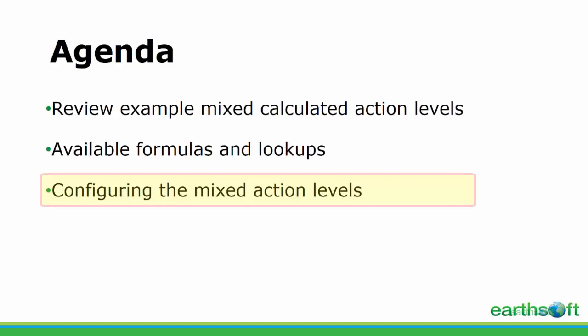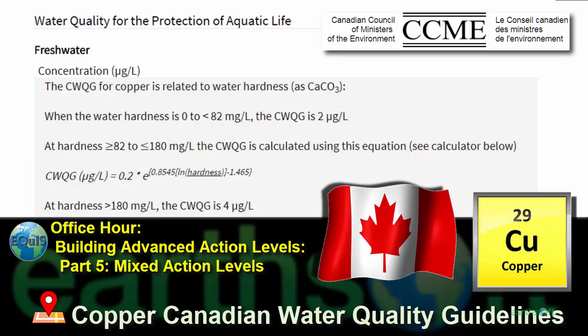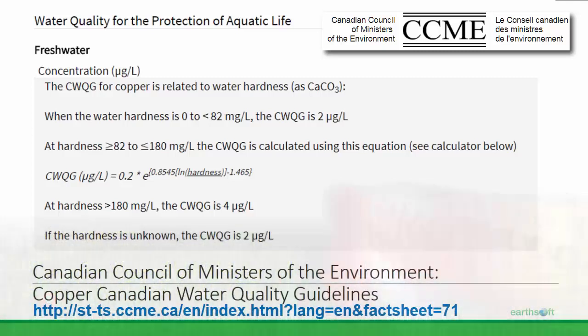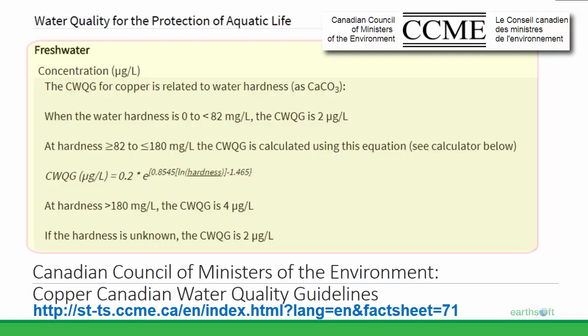So the actual action level that we're going to be working with today is from the Canadian Council of Ministers of the Environment, Copper Canadian Water Quality Guidelines. I'll probably call this the CWQG from now on. It's a little bit shorter, right? And so you can see that it's sort of written out here as a word problem. And I retrieved this screenshot directly from the website that's cited at the bottom of this slide.